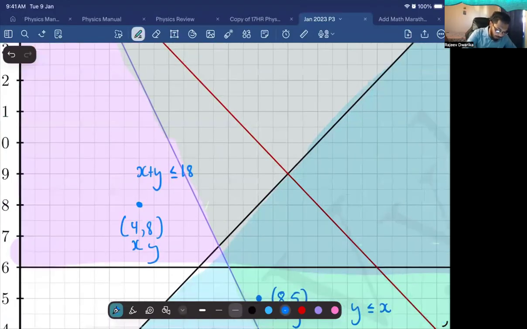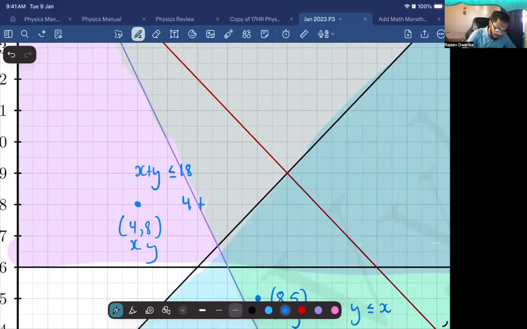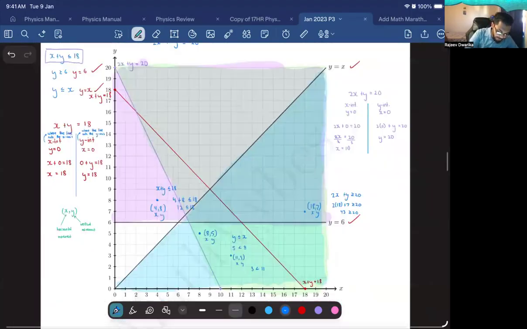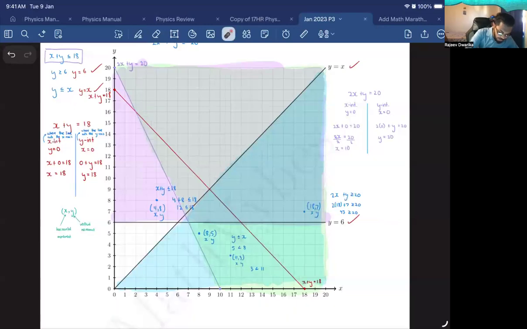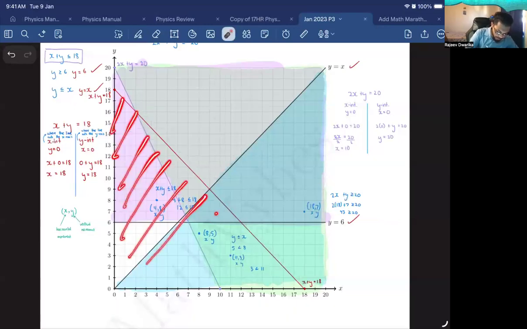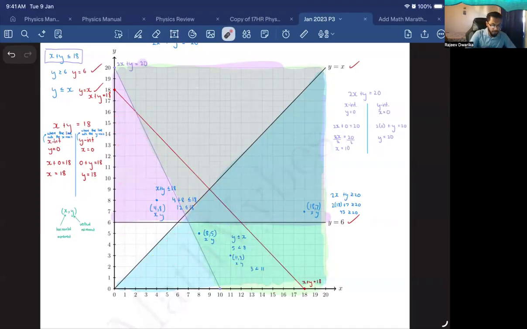I know that x is 4 and I know that y is 8. Is 4 plus 8 less than or equal to 18? Yes. So if that is the case, is it safe for me to shade this region over here? Yes, sir. It satisfies the inequality.